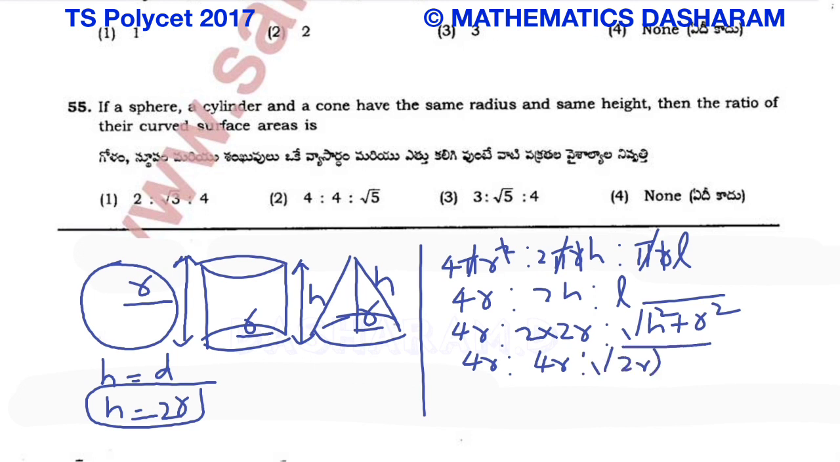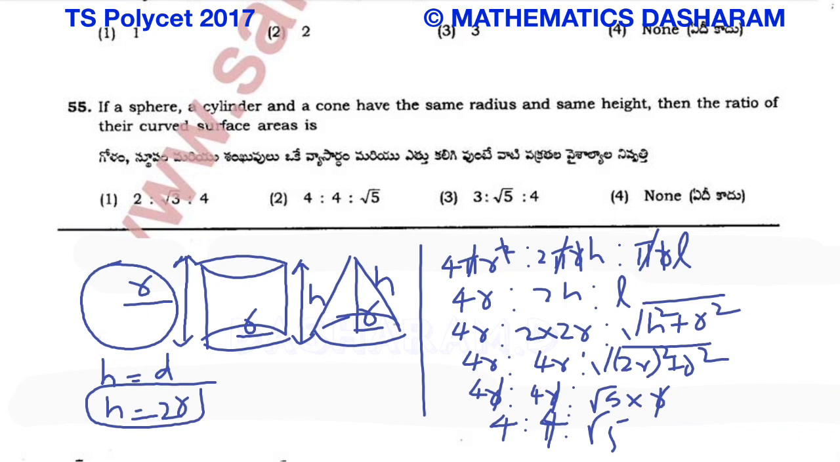So 2r whole square plus r square. 2r whole square is 4r square plus r square. So total 5r square. So 4r is to 4r is to root 5 into r. Now r cancels, then 4 is to 4 is to root 5.